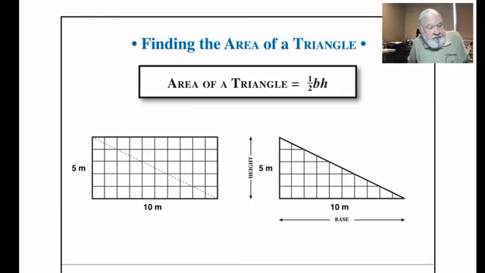And we know the formula for a rectangle is base times height. So, hey, we only have half of it. So the formula for the area of a triangle is pretty straightforward. It's 1/2 the base times the height.